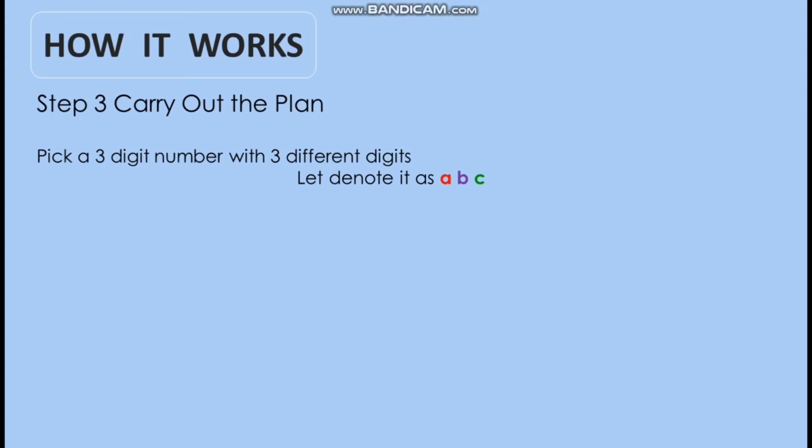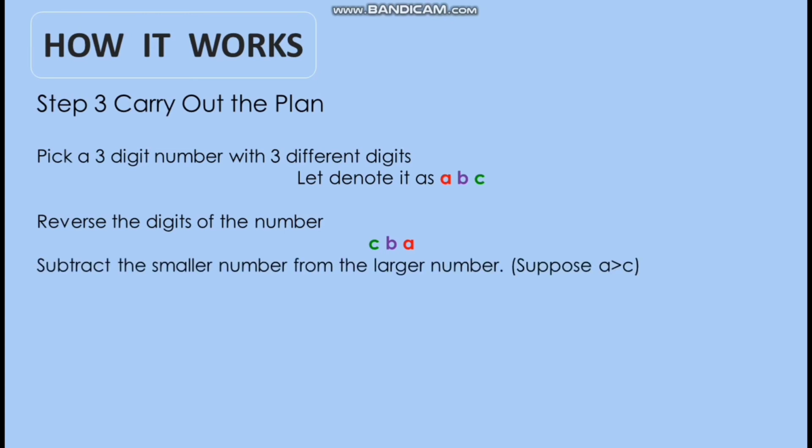So, let's go through each of the steps. First, pick a 3-digit number with 3 different digits. So, I'll denote it as ABC. Next, we need to reverse the digits of the number. So, it becomes CBA. Then, let's subtract the smaller number from the larger number. Here, I'll suppose that A is larger than C. So, we have ABC minus CBA.